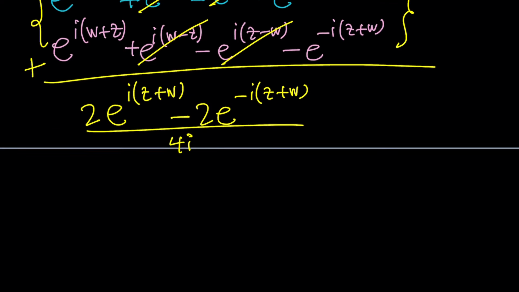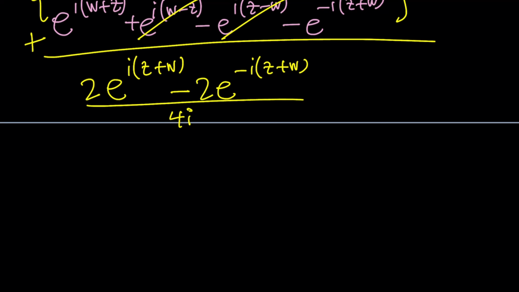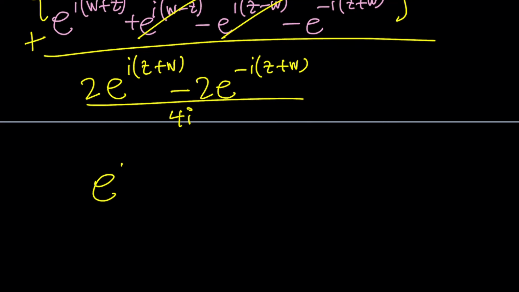Let's simplify this a little bit, shall we? We can actually factor out a 2 and simplify. You don't need to worry about changing the i at the bottom, because that's going to be helpful, okay? So don't change that. So this gives us e to the power i times (z plus w) minus e to the power negative i times (z plus w), and that is divided by 2i.